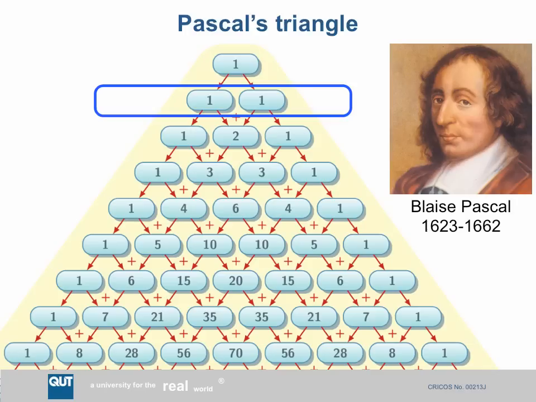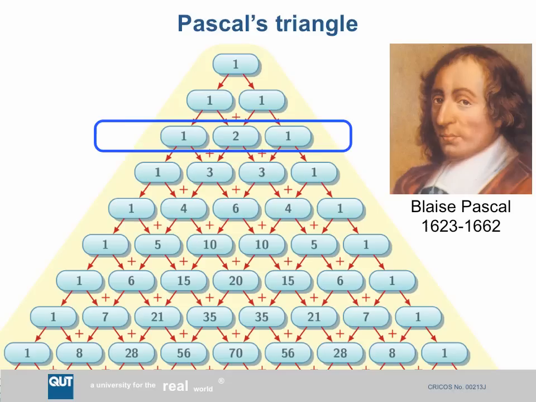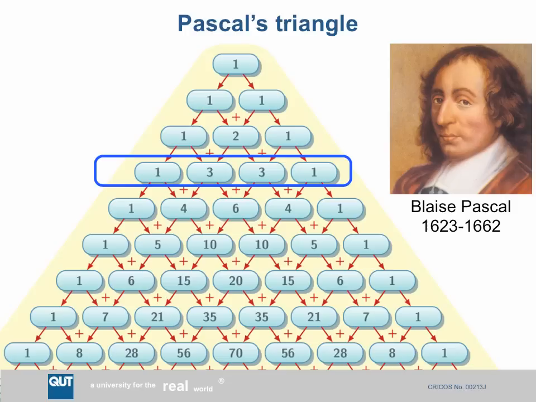So the coefficients in the difference equation for our first order derivative come from the second row of Pascal's triangle. The coefficients for the second derivative come from this row, the third row. The coefficients for the third order derivative come from the fourth row of Pascal's triangle, and so on.